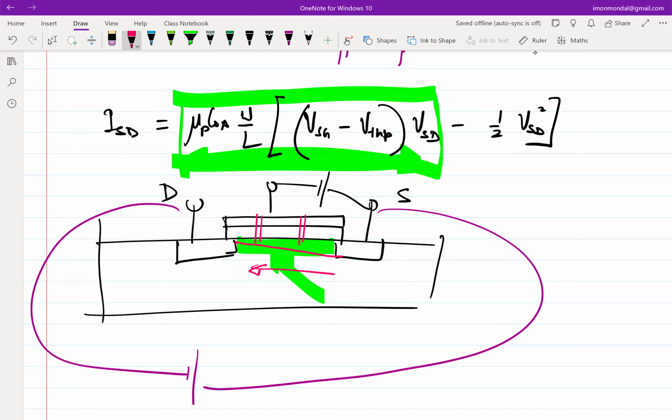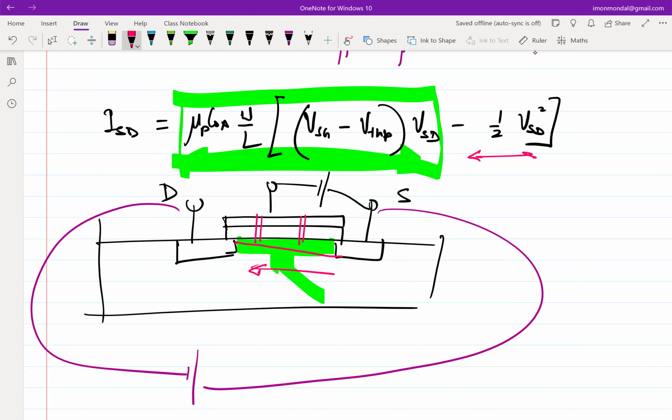Then I said that now as we can see, if I apply VSD, the amount of mobile charge that we will see in the channel will decrease. So it is expected that the current will also decrease. And then I added this factor of minus half VSD squared, right? If you pick up any standard circuit theory textbook, you'll find the derivation. But the intuition is ultimately that the amount of charges getting mobilized under the influence of the electric field has reduced, hence the current has reduced.